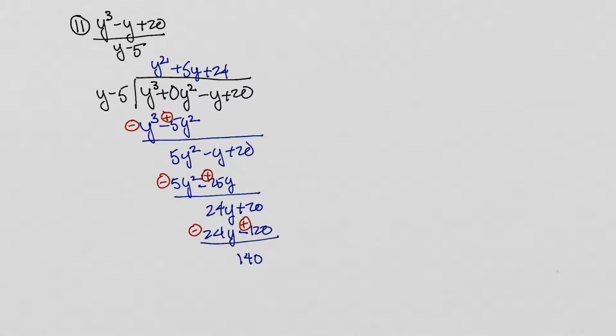Now there's no more y, so the process is done. So let's just write our result here. So it's going to be this quotient, which is y squared plus 5y plus 24, along with this remainder. Now this is positive. So up here, I'm going to write a plus 140 over our divisor, which is y minus 5.